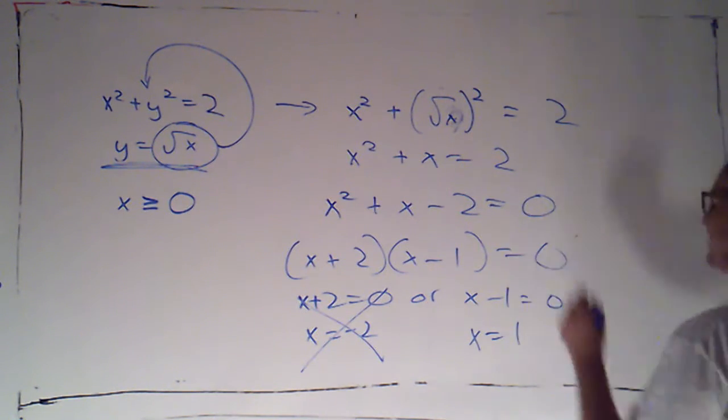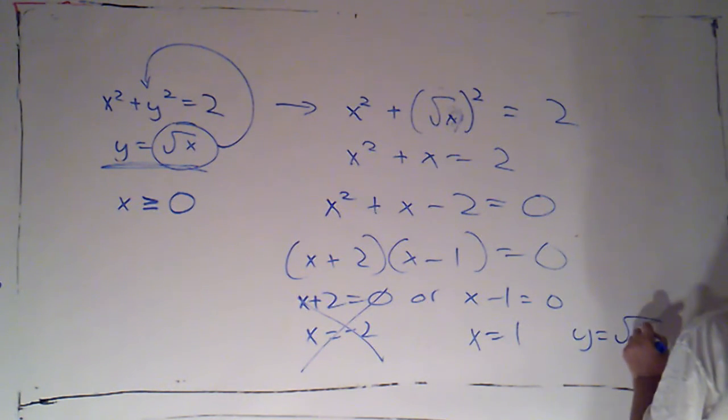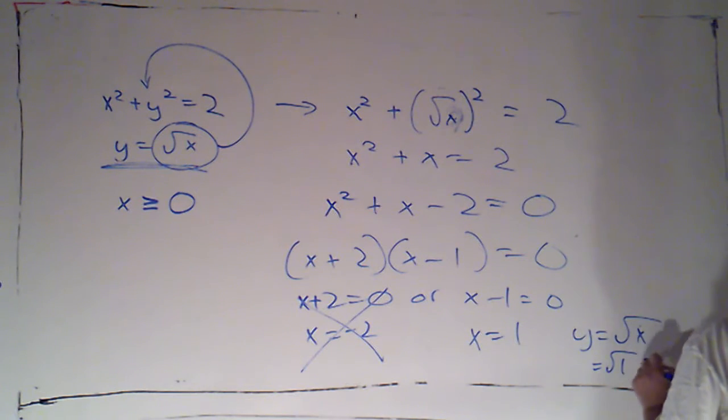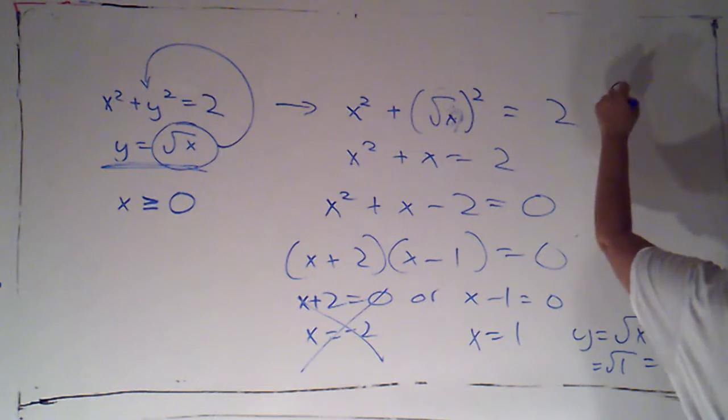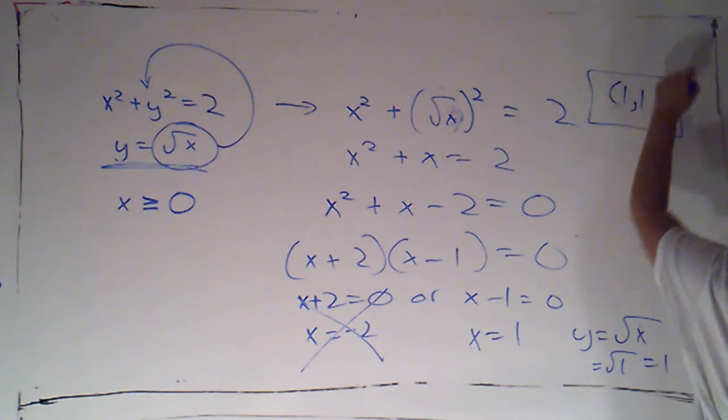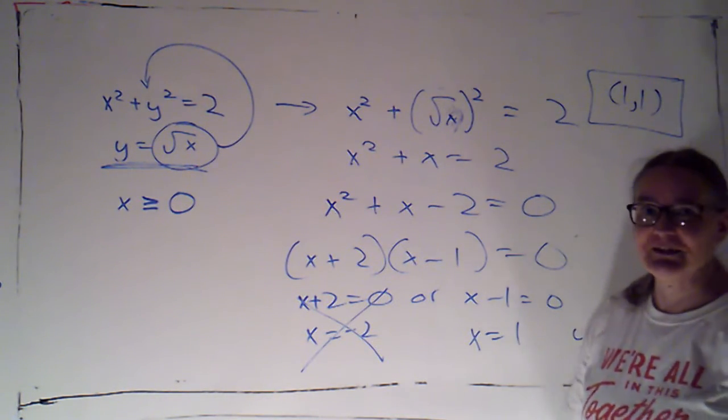Okay, and then I can plug that into the other. So y is the square root of x. That's the square root of 1, so that's 1. So it looks like we're talking about the point (1, 1) as our one and only solution.